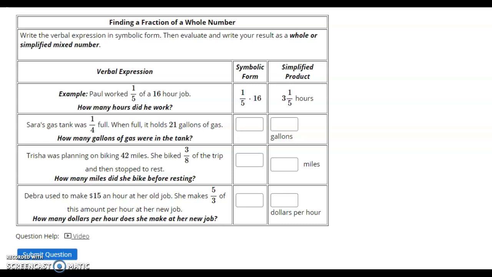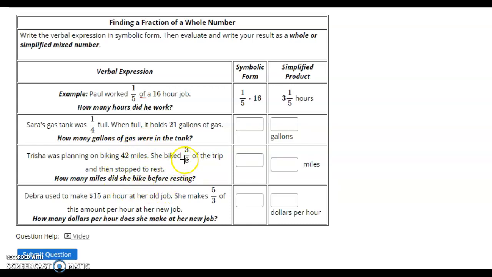In this video, we are going to compare when we multiply with fractions and when we divide. So these are all examples of when we multiply with fractions. Notice some of the keywords in each one. He worked 1/5 of a 16-hour job. This one doesn't say the "of," but that's really what we're asking: she biked 3/8 of the trip.